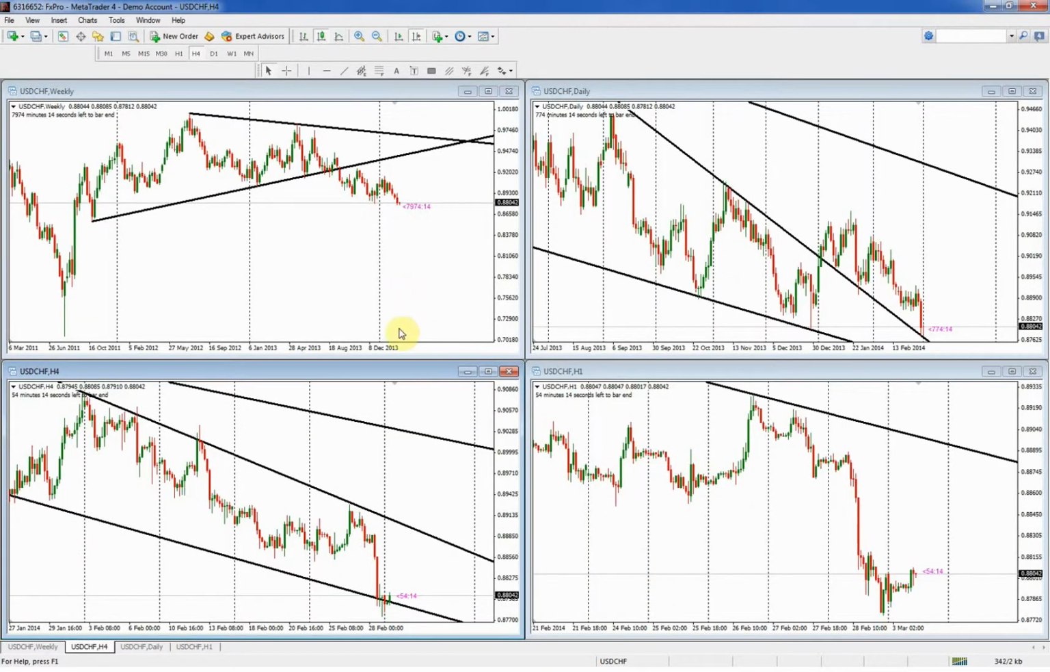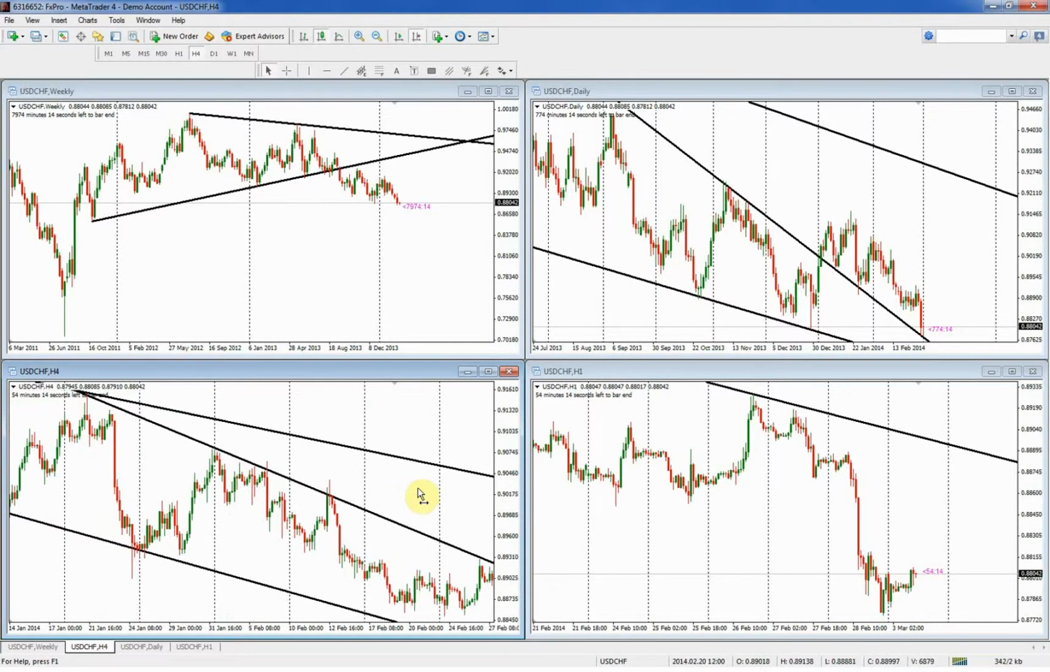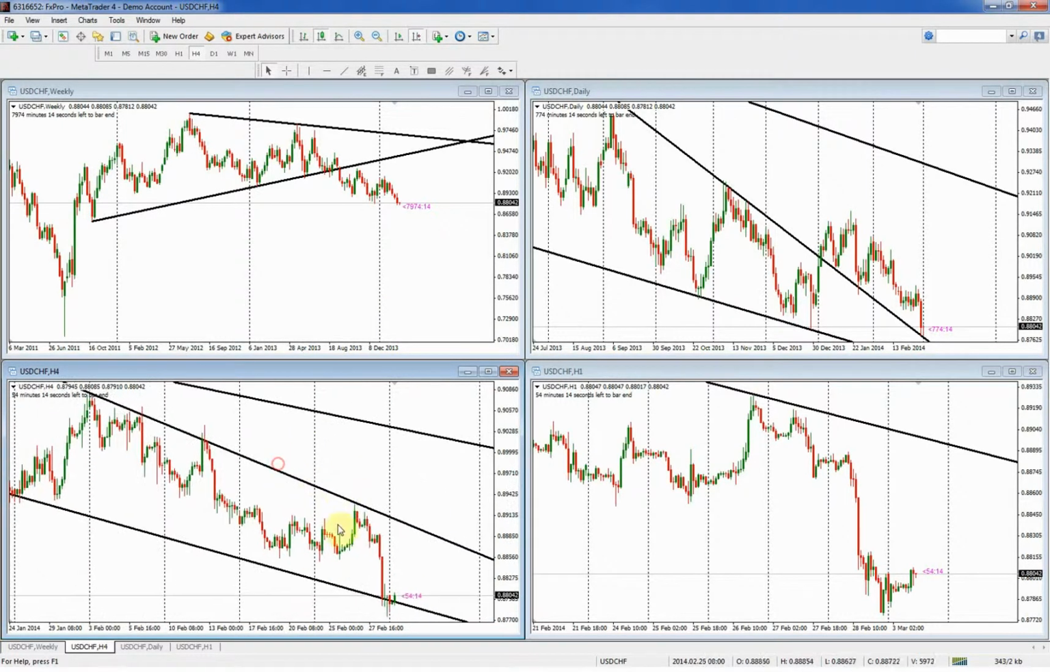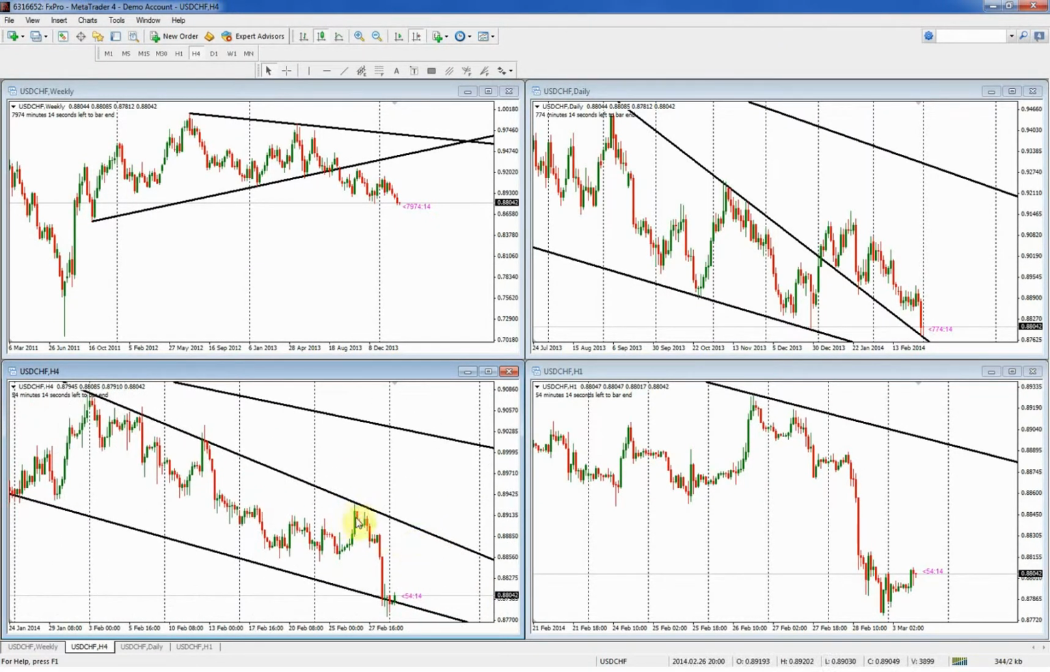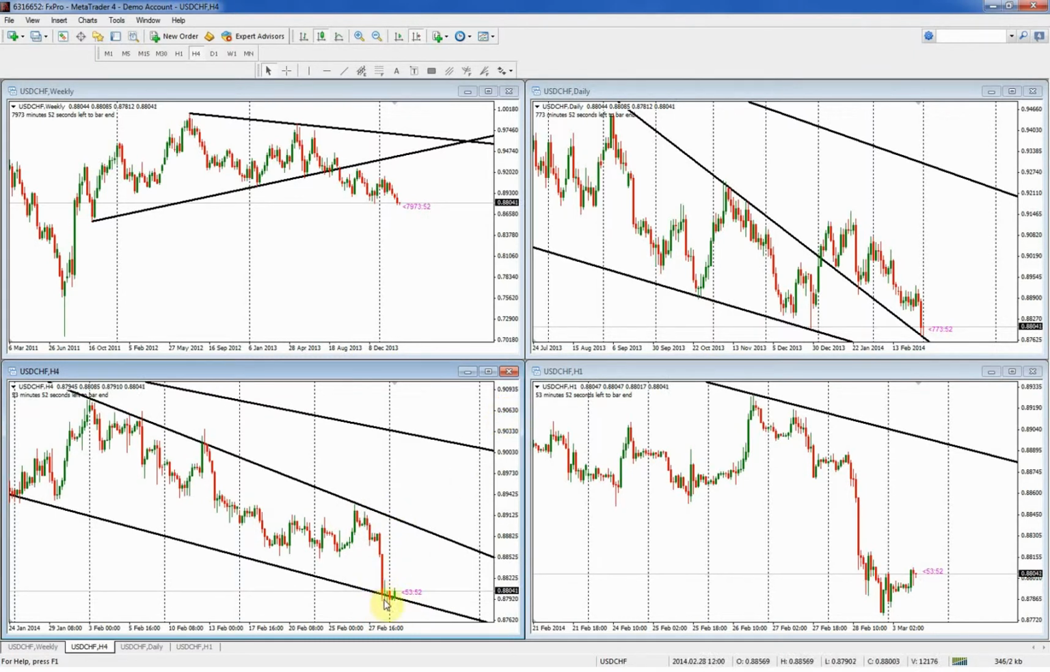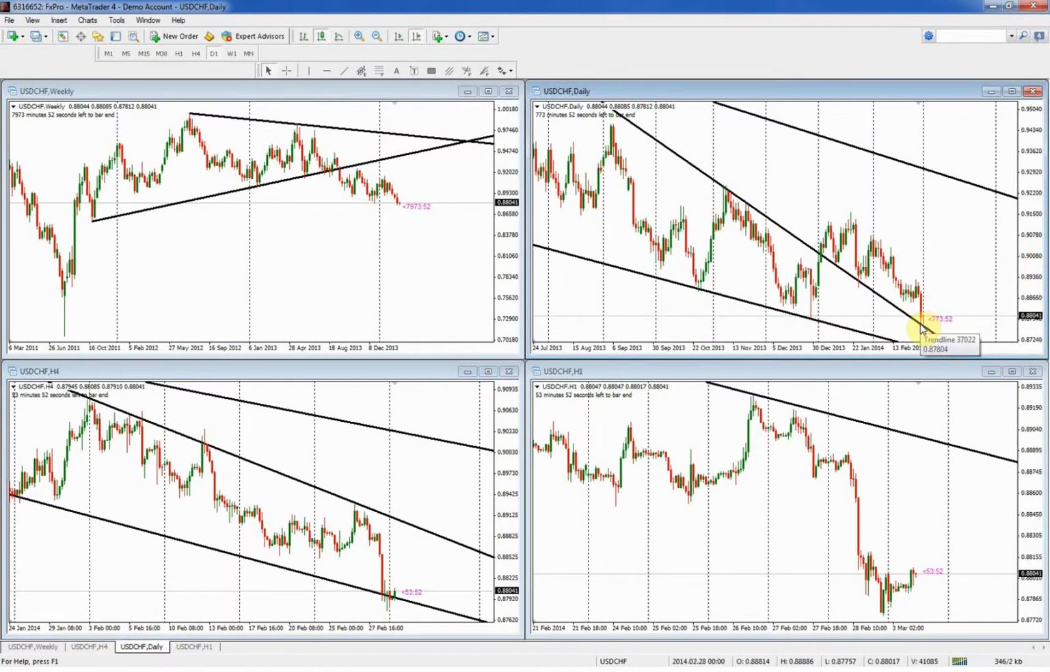And the dollar Swissy, we had quite a bounce there up to that 4-hour resistance line, where it failed quite nicely. We'll move right down into that support. See that line on the daily, 87.80, where it's trying to bounce from now.